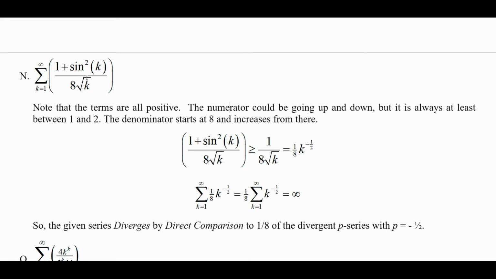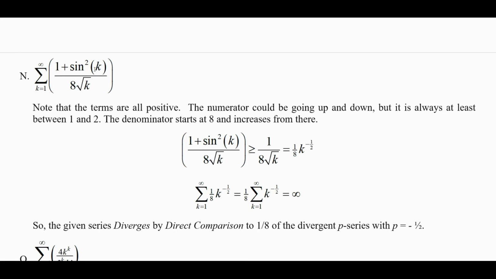So eventually this thing is, well, it may be going up and down a little bit actually, but it's probably going to be decreasing at some point. It's going to approach 0 by the squeeze theorem, so the divergence test is not going to help us. But we can compare it to 1 over the square root of k, which is k to the -1/2. We'll do 1/8 of that. Okay. And so this actually turns out to be bigger than that.